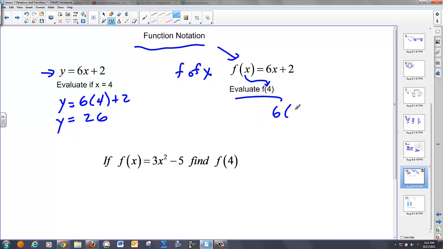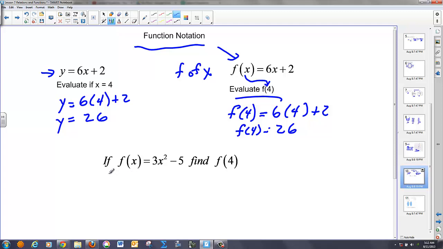So it's the same problem as before. I take 6 times 4 plus 2. But in this case, rather than saying that equals y, I say that equals f of 4. So f of 4 is equal to 26. It's just a different way of writing it. No need to freak out.